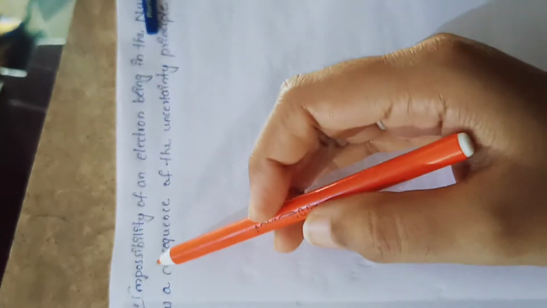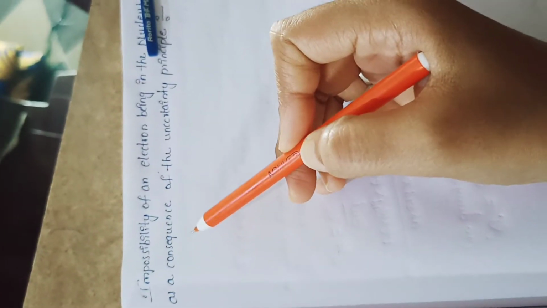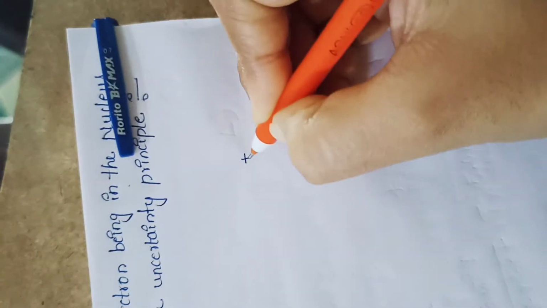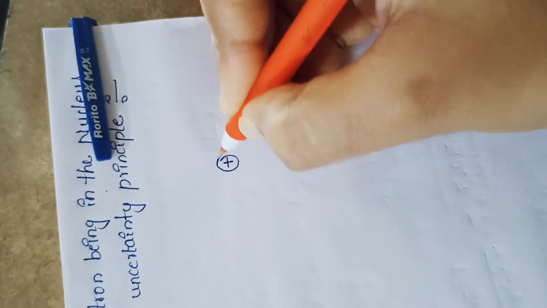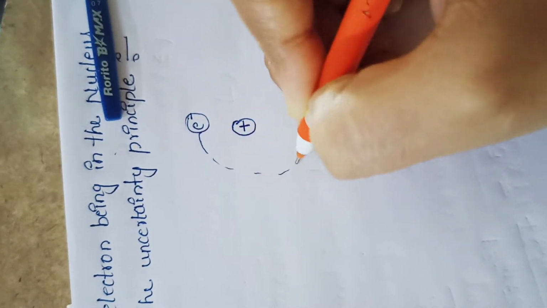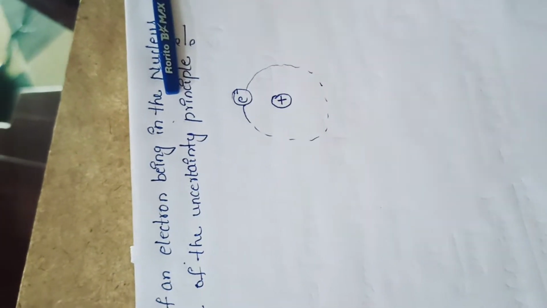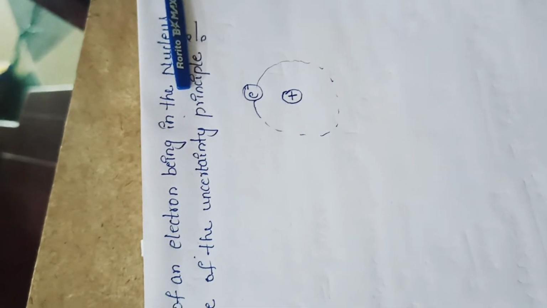Good afternoon everyone. Now our next topic is the impossibility of an electron being in the nucleus as a consequence of the uncertainty principle. What does this mean? As of now, I have told you that all the electrons are revolving around the nucleus. For example, here is a nucleus consisting of a positive charge, and electrons are revolving around the nucleus. The electrons revolve around the nucleus, but electrons do not exist inside the nucleus.